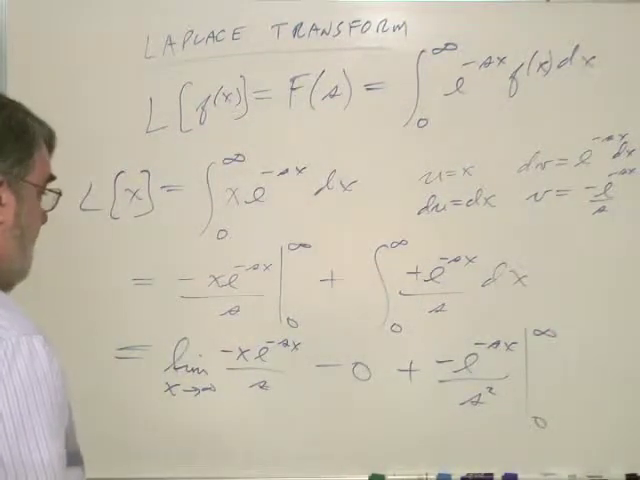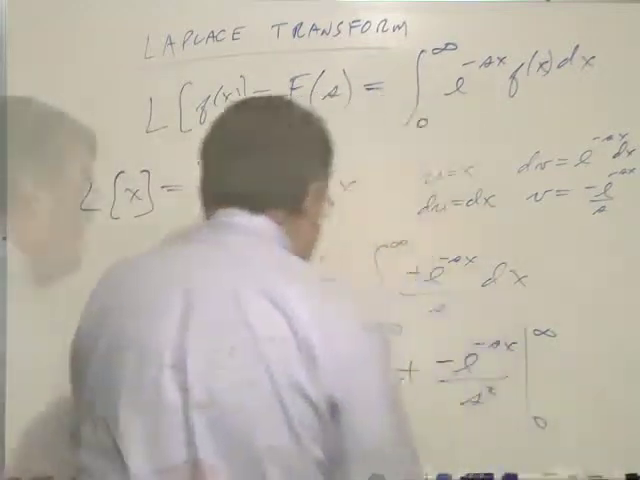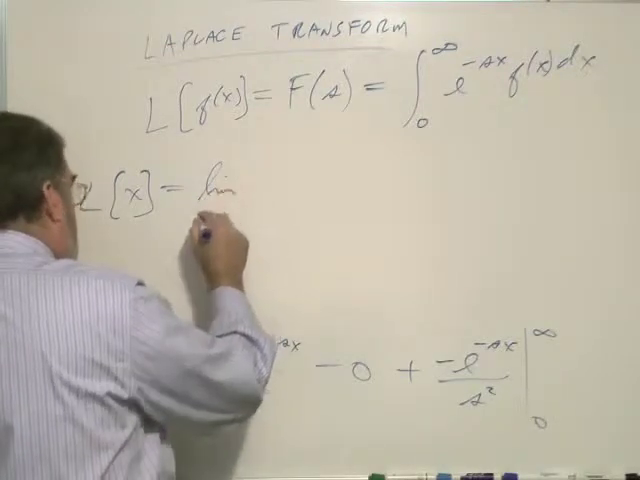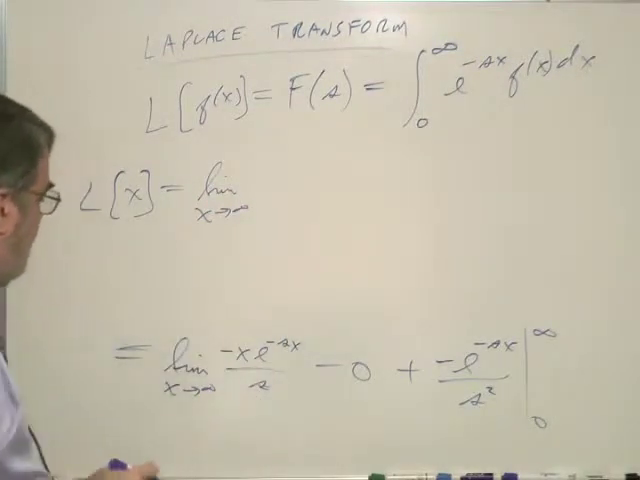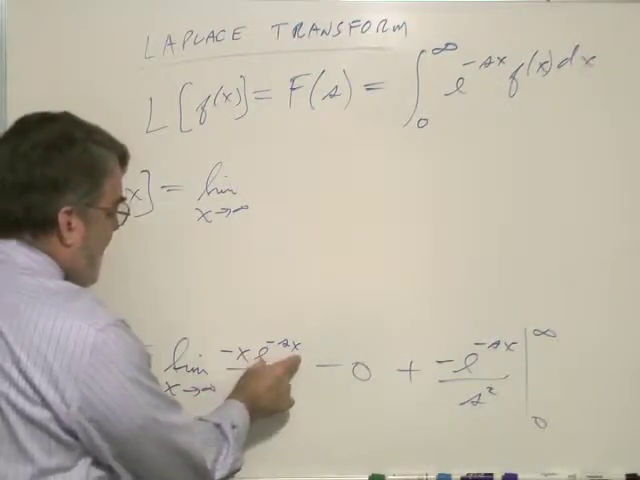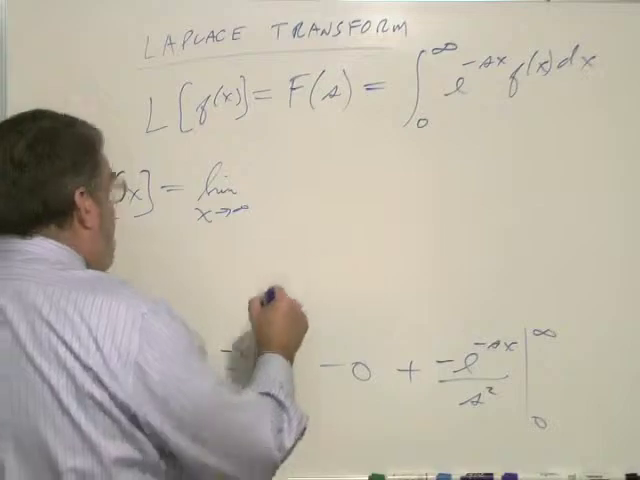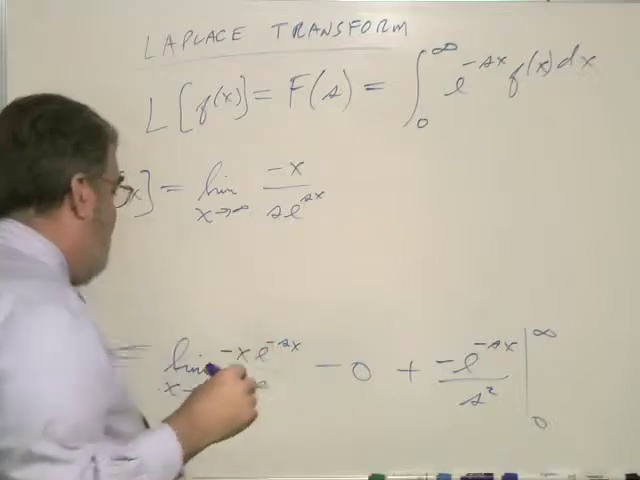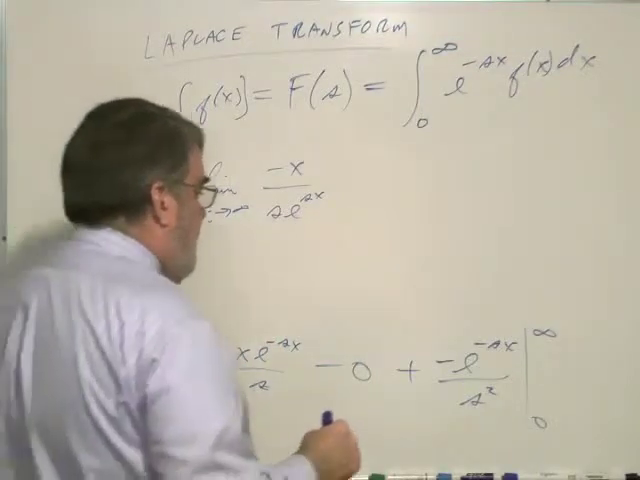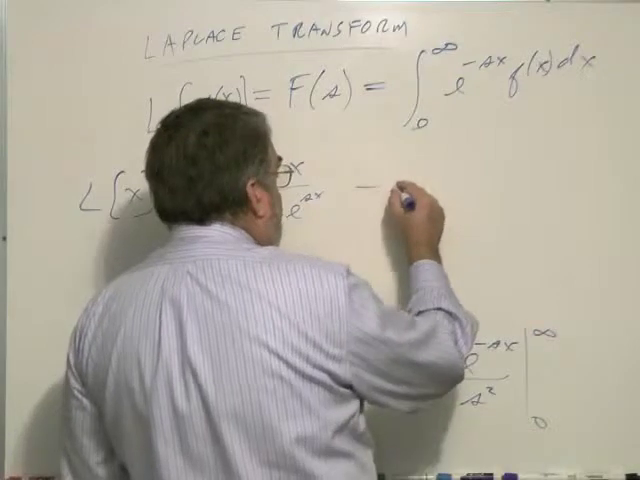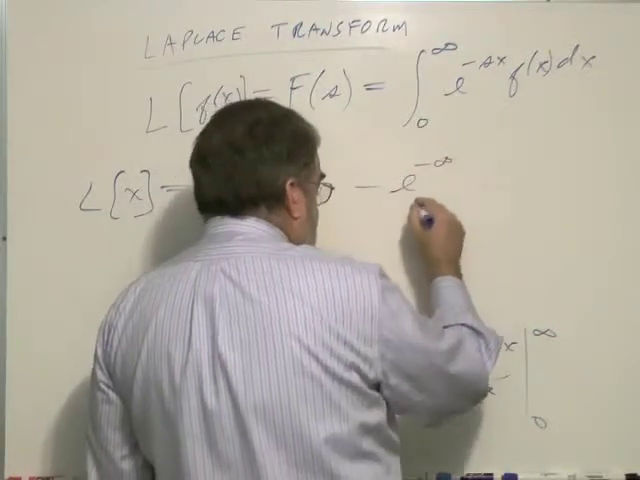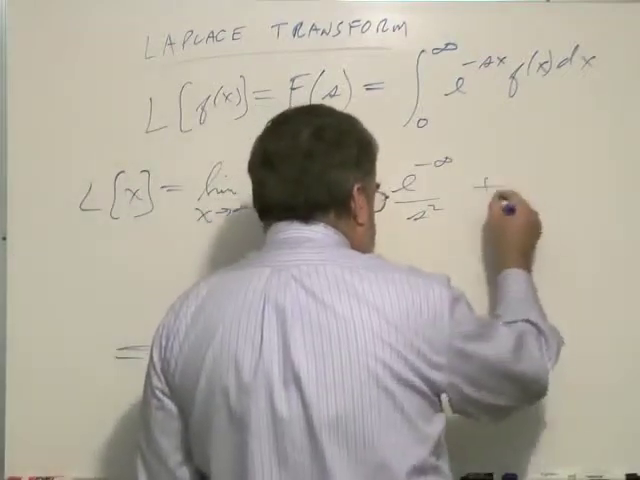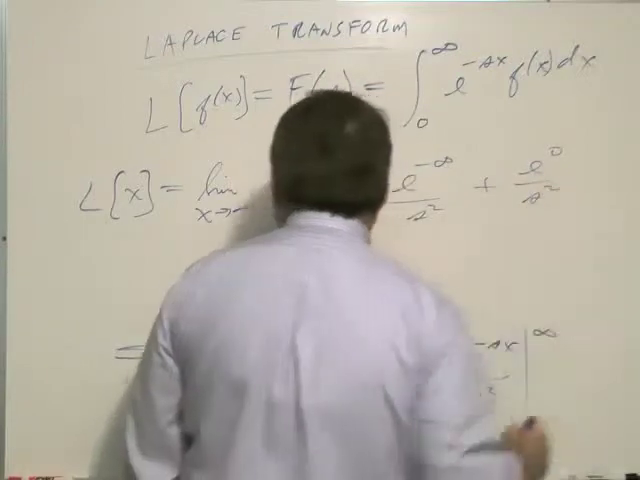Alright, well, I need to make some room. I'll do a little erasing. This then equals the limit as x goes to infinity, and what I'm going to do is change e to the minus sx into a denominator. So I have minus x over s e to the positive sx. And then over here we have minus e to the negative infinity over s squared again. And then plug in 0, subtract, plus e to the 0 over s squared.